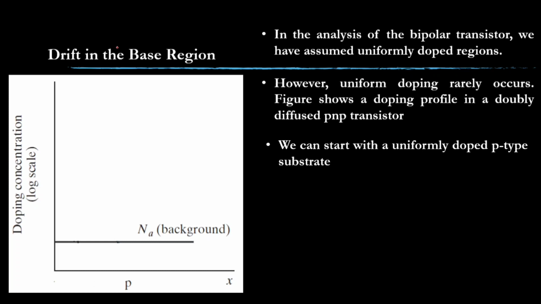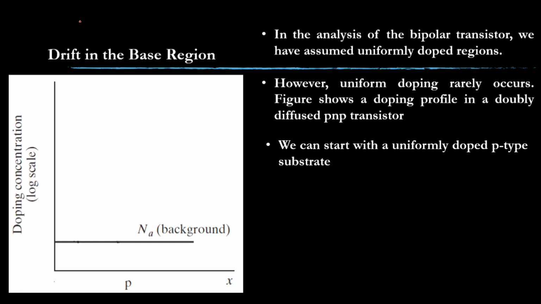You can see one figure here. The figure shows a doping profile of a PNP transistor. On the x axis we have distance and on the y axis we have doping concentration. Initially, assume we have a semiconductor material, germanium or silicon, which is intrinsic, and we are diffusing acceptor atoms into it.